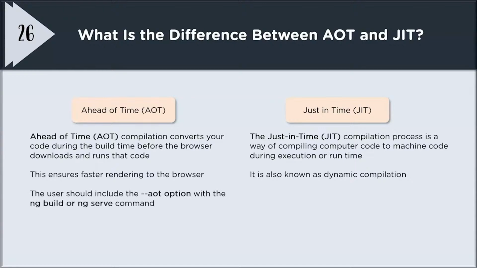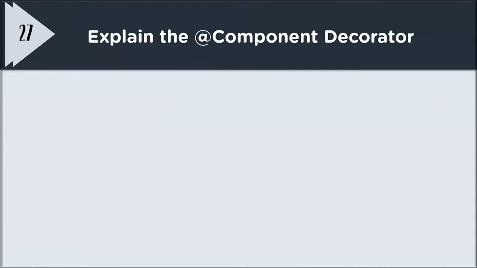In case of ahead-of-time compiling, the user should include the --aot option with the ng build or ng serve command. JIT compilation is the default compilation when you run the ng build or ng serve CLI commands. Next up, explain the @Component decorator.